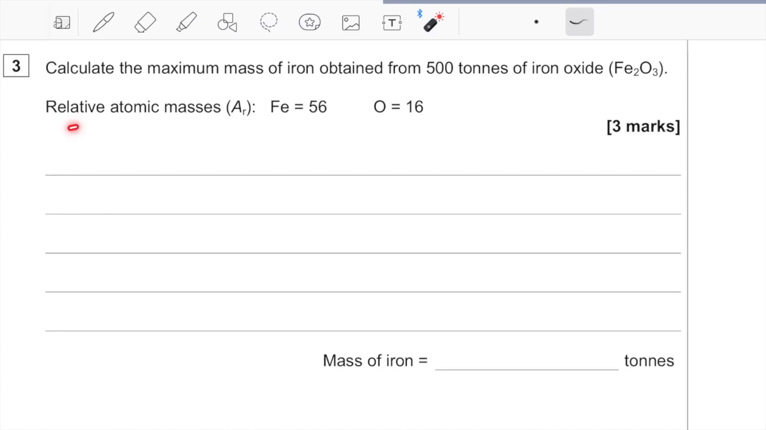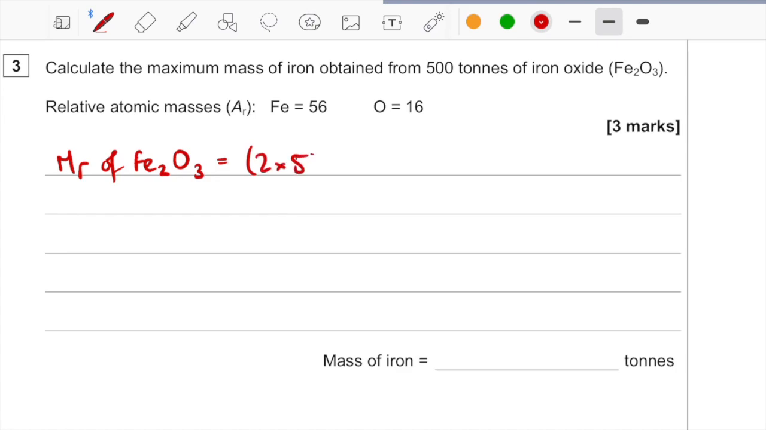They've given us the relative atomic masses. They've given us the formula. So the first mark is to do the MR. So the MR of the iron oxide that they've given us, well, we've got 2 iron atoms in the formula. So 2 times 56. And then we've got 3 oxygens. And so we add all of that up together and we get 160.